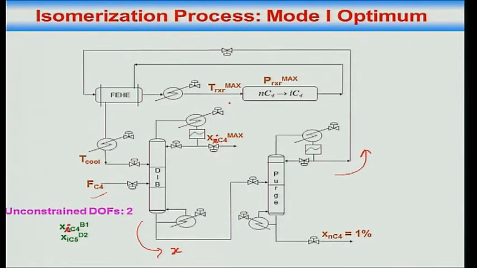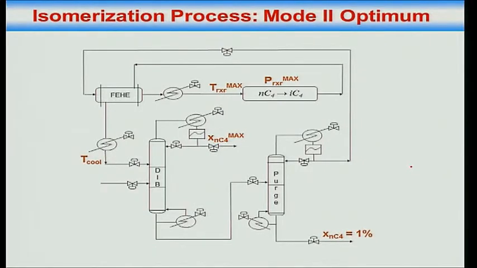Yes or no? So these are the opposing effects that give you an optimum. A similar argument also holds for XIC5 in the distillate here. These are your two unconstrained degrees of freedom: how much IC4 and IC5 you are allowing to circulate around the plant. Yes or no? Agreed?